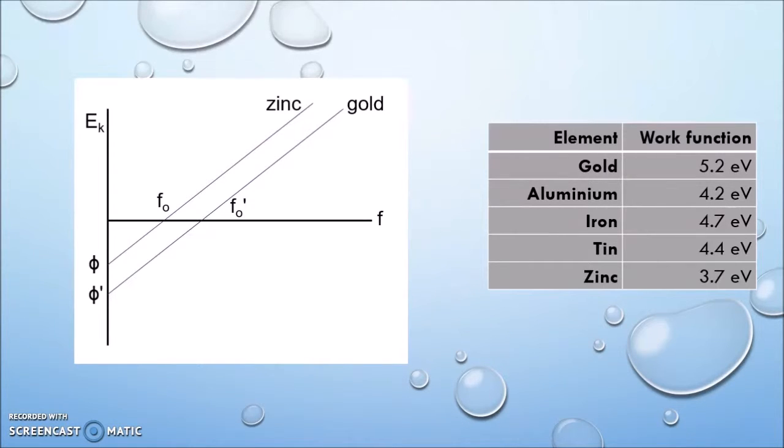What changes though is the amount of energy that's needed to eject an electron, and each of these has a different work function. We can see here that zinc has a smaller work function than gold does.